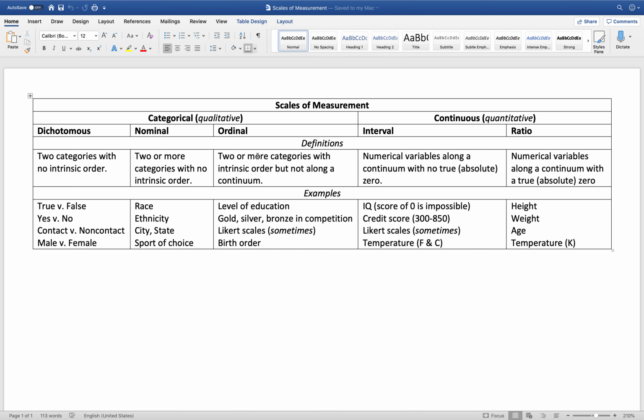Ordinal pertains to two or more categories with intrinsic order but not along a continuum. Now let's break down this definition a little bit. Two or more categories, very similar to nominal, but here there is intrinsic order. Whereas nominal, there is no intrinsic order. In ordinal measures, there is indeed intrinsic order. Two or more categories with intrinsic order, but not along a continuum. A continuum, if you want, you can think of it as a number line.